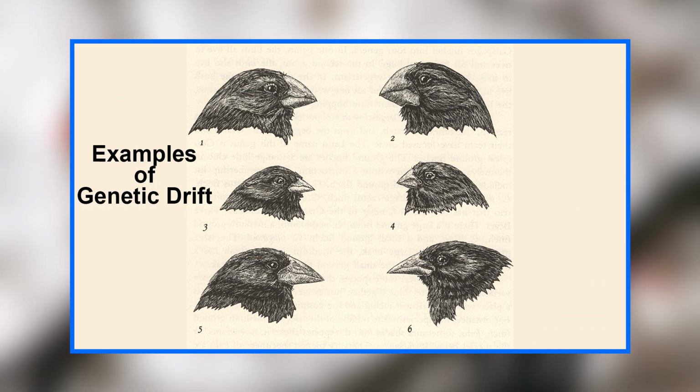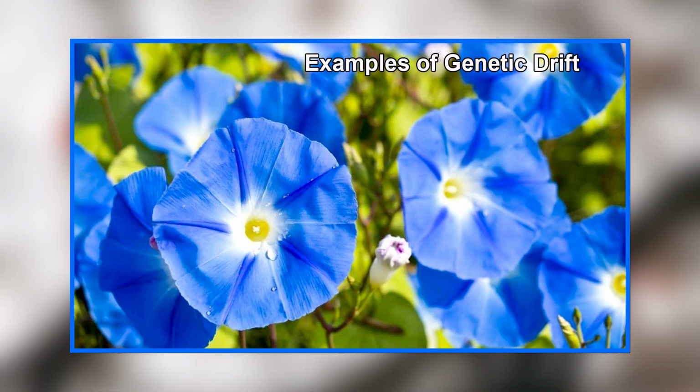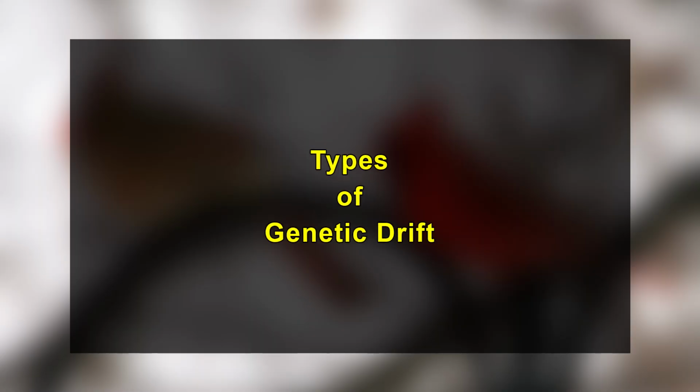A bird has an allele for two different sizes of beaks. Genetic drift might eliminate one of the beak sizes from the population, thus reducing the genetic variation of the gene pool of birds. Hypothesize a plant that produces blue or yellow flowers. If the yellow flowers are destroyed in a fire and the blue allele is the dominant one, the plant will produce only blue flowers. Dear students, let's now discuss the types of genetic drift.